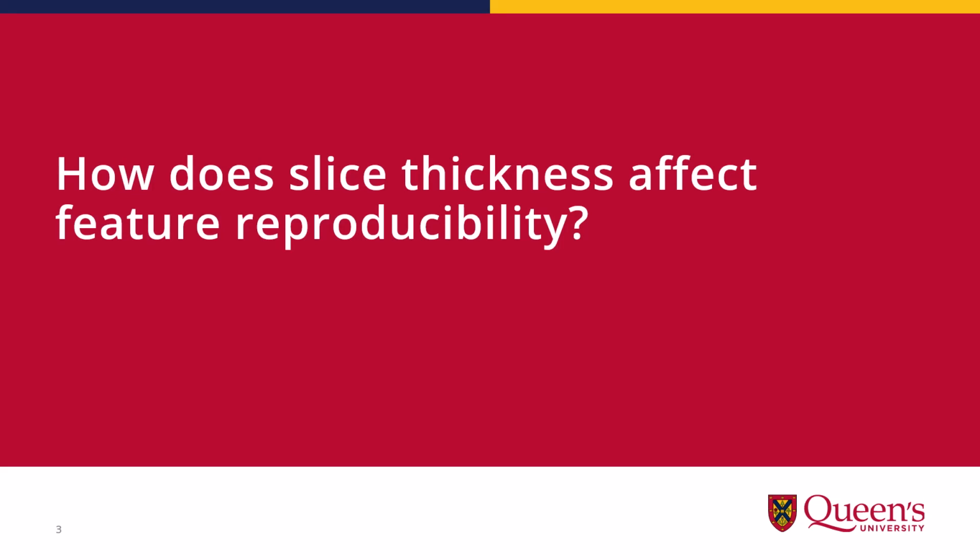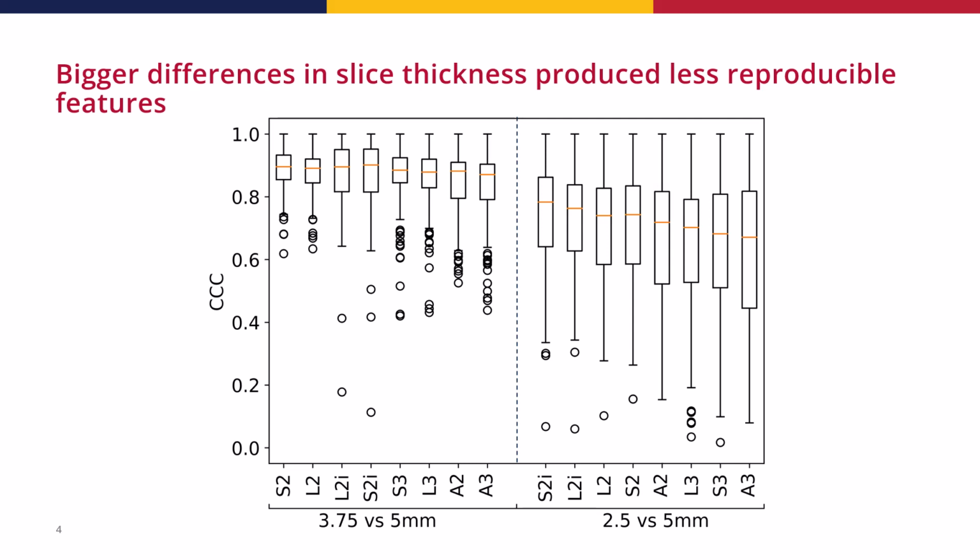Taking the 5 millimeter images as our reference, we computed the CCC of the other two slice thicknesses against the reference. In the plot, the results for the 3.75 millimeter images are on the left, and the results for the 2.5 millimeter images are on the right. As you can see, the CCC distributions are generally much lower for the 2.5 millimeter images on the right, and so larger differences in slice thicknesses have led to lower feature agreement overall.